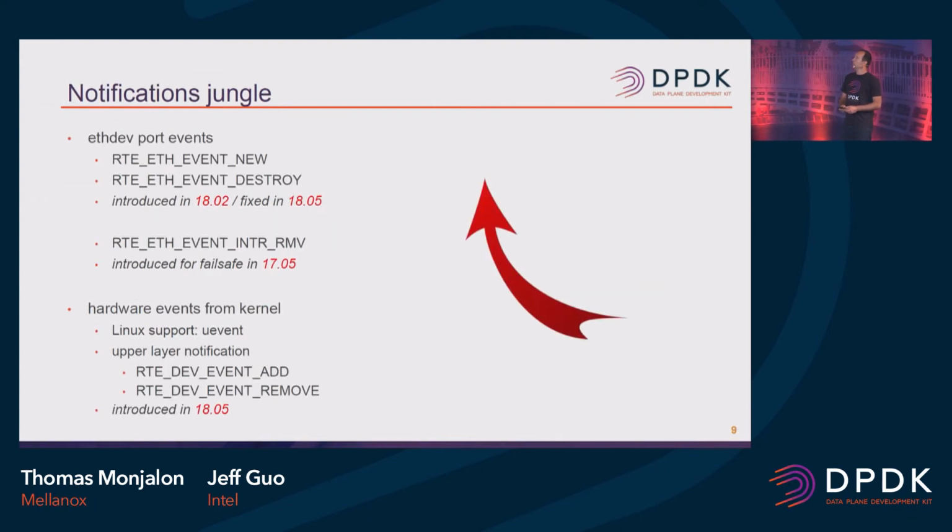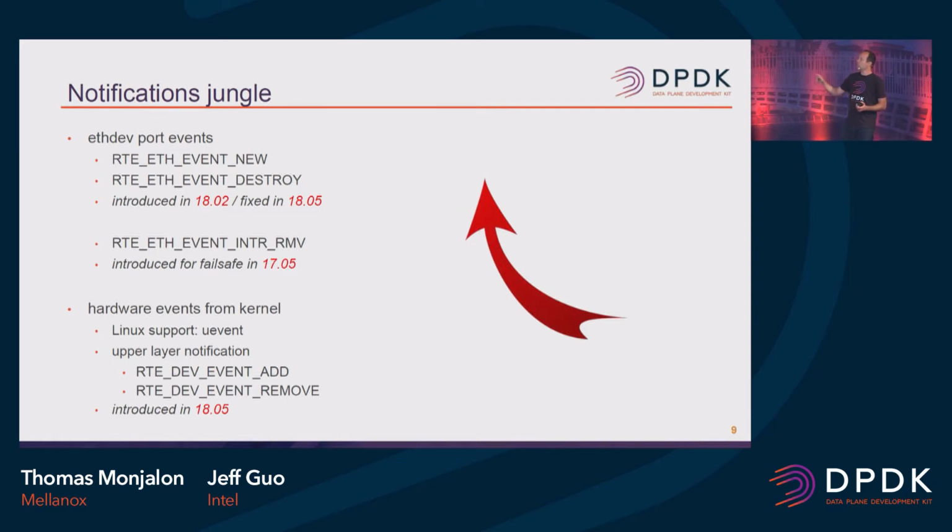OK, what else? How does it work? We have a lot of notifications. You remember the application at the top must control everything. How can the application control? The application must be aware of what happened. So we send some events to the application with the event callback. We have some events at ethdev level, when you have a new port and when a port is destroyed.